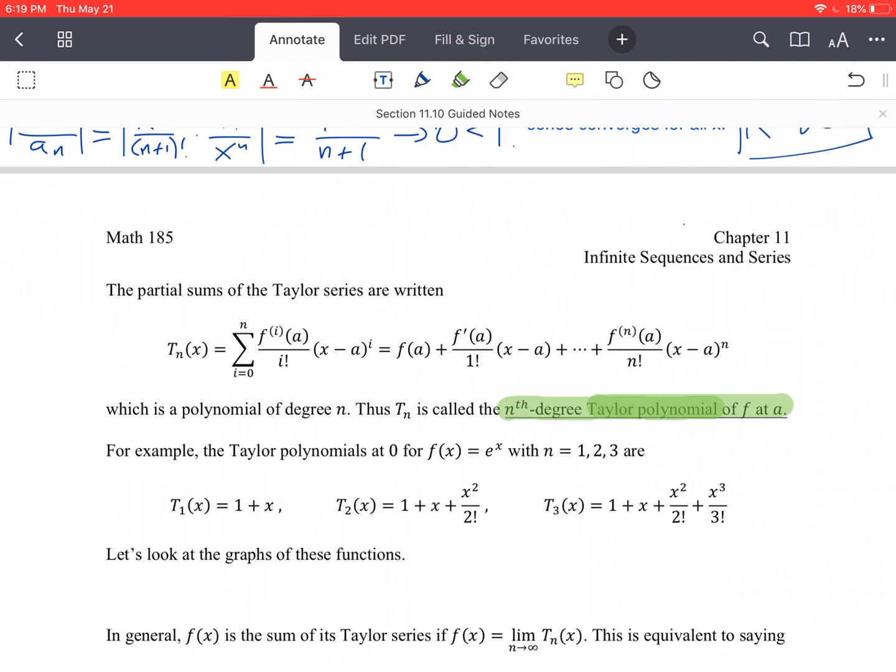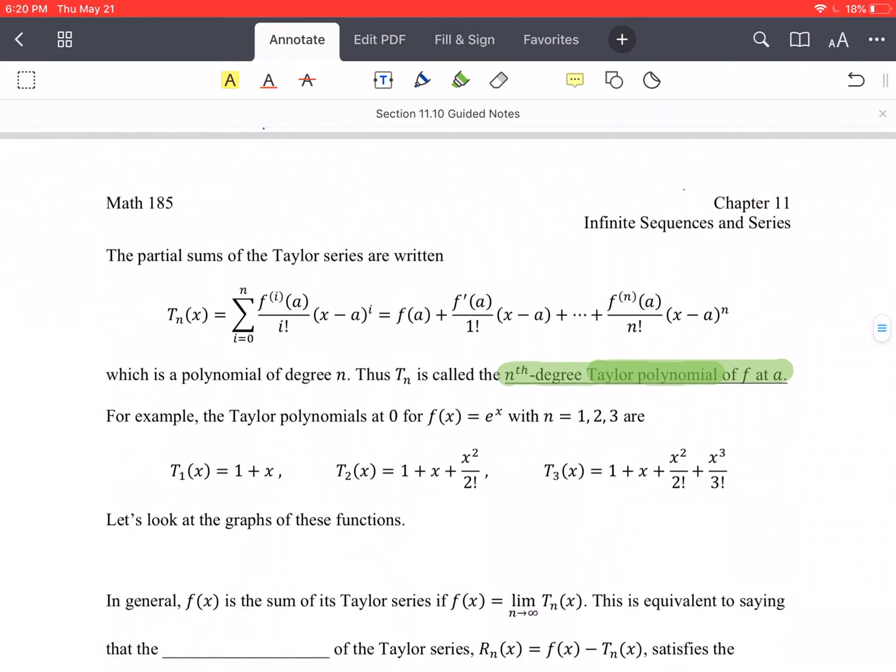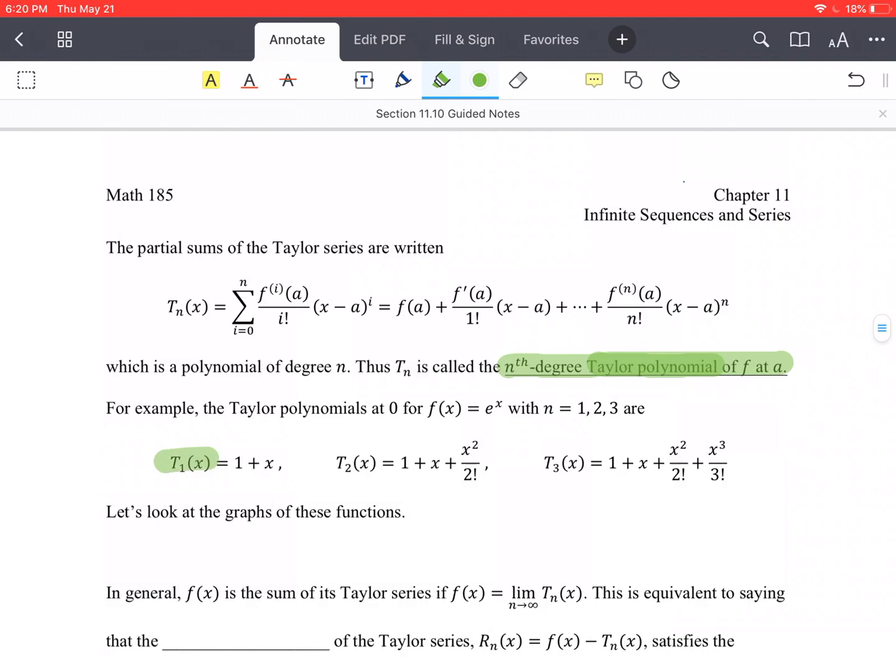Okay? So for example, for the case of e to the x, if we look at the Taylor polynomials at 0 for e to the x with n equals 1, 2, and 3, we get the following functions. Okay, so there's our first partial sum, then our next one, and then our last one over here. So we get three partial sums that are all increasing in number of terms, right? We could get the fourth, the fifth, etc. if we wanted to. And now let's look at what's happening on the graphs of these functions.